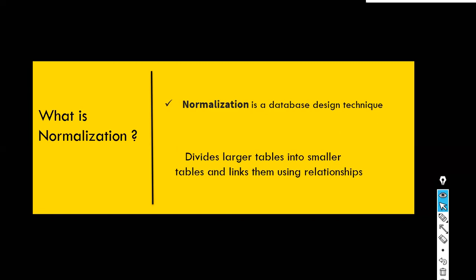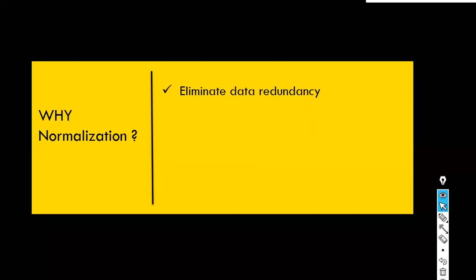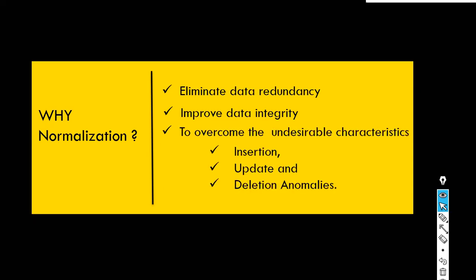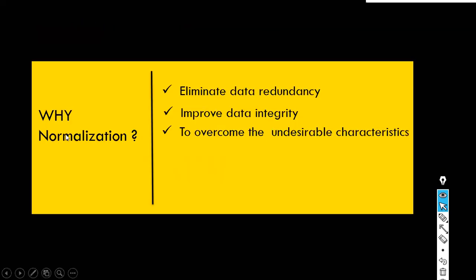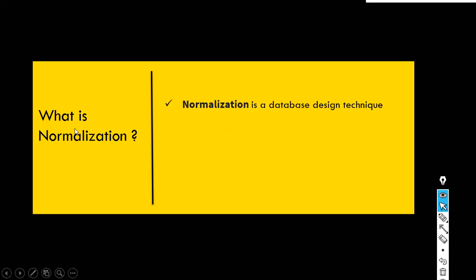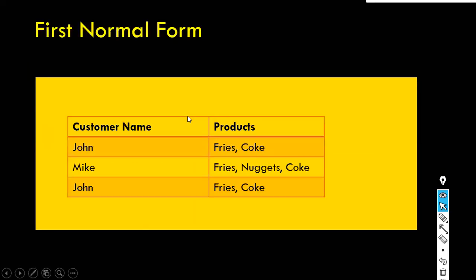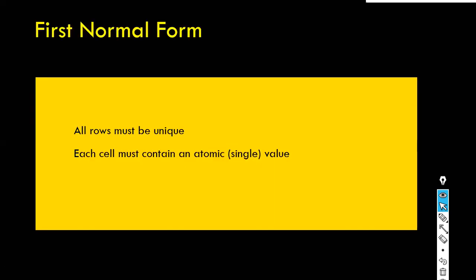Now the question is, why should I do normalization? It eliminates data redundancy, and it helps us improve data integrity. It also overcomes undesirable characteristics like insertion anomaly, update anomaly, and deletion anomaly. I'm not going to discuss all these things. Now let us take a look at the first normal form. How do I go about doing data normalization? I'll directly jump in. There are three forms: first normal form, second normal form, third normal form.